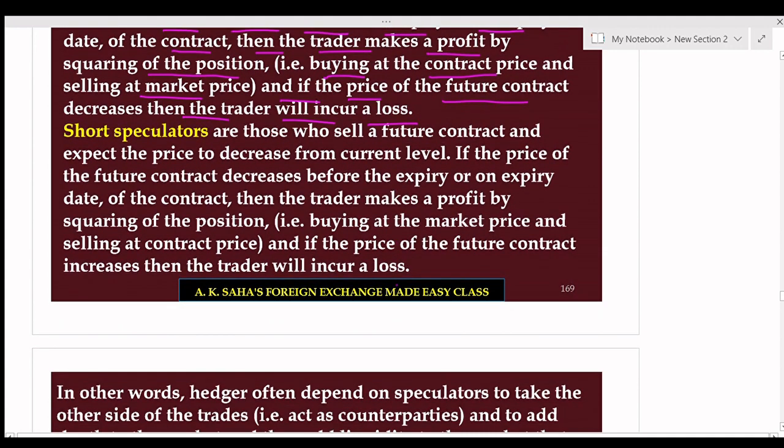Short speculators are those who sell a future contract and expect the price to decrease from the current level. If the price of the future contract decreases before the expiry or on the expiry date of the contract, then the trader makes a profit by squaring off the position, that is buying at the market price and selling at the contract price. And if the price of the future contract increases, the trader will incur a loss.